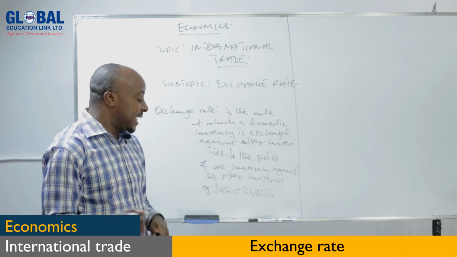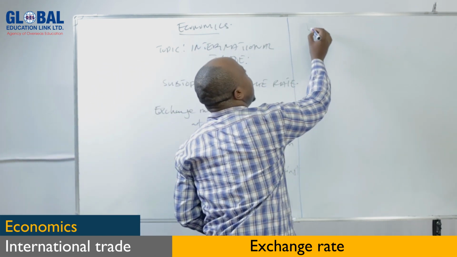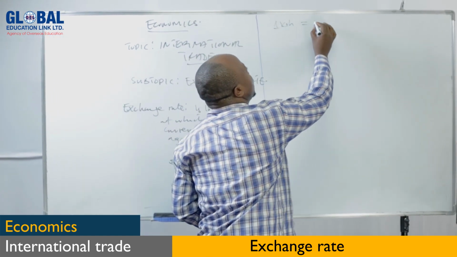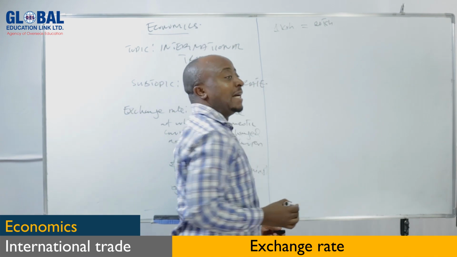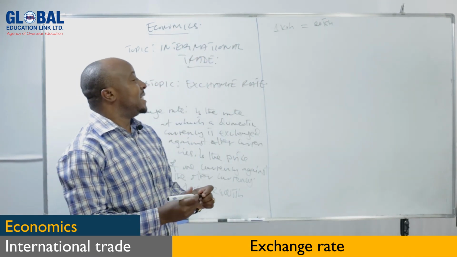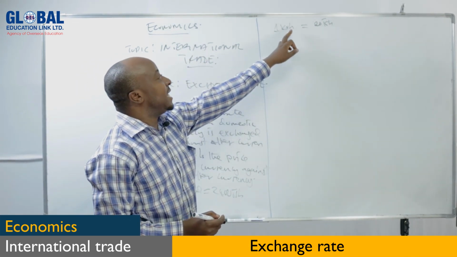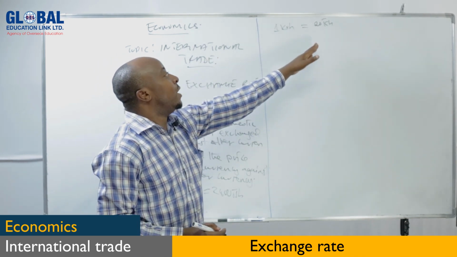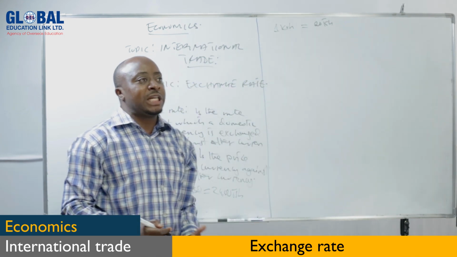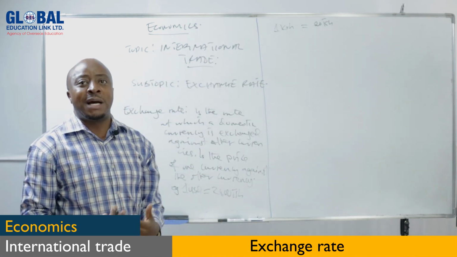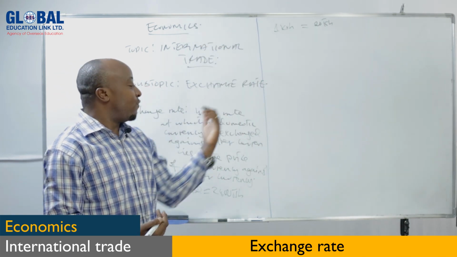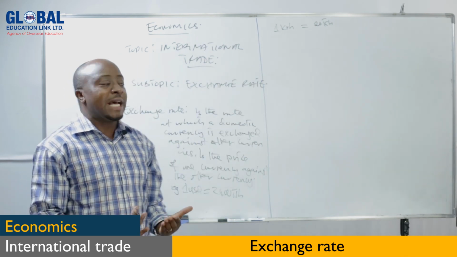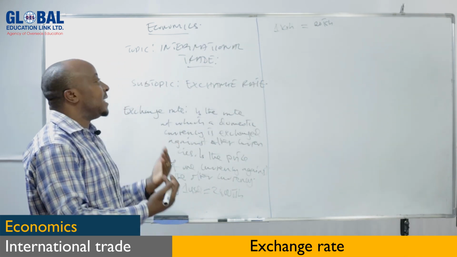Or another example, 1 K shilling, that is Kenyan shilling, is equal to 20 T shillings. Now this is an exchange rate. It means this is an exchange rate between the Kenyan shilling versus the Tanzanian shilling. That means to get 1 Kenyan shilling, you use 20 units of Tanzanian shillings. So this is an example of exchange rate. That's why I said it is the price at which a domestic currency, or one currency, is exchanged against other currencies. And this is what we mean when we speak of exchange rate.